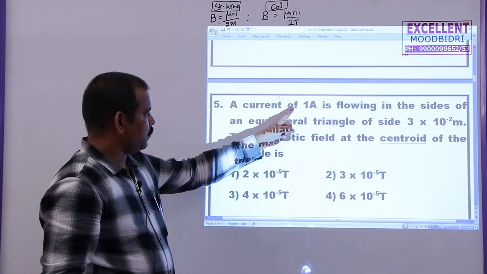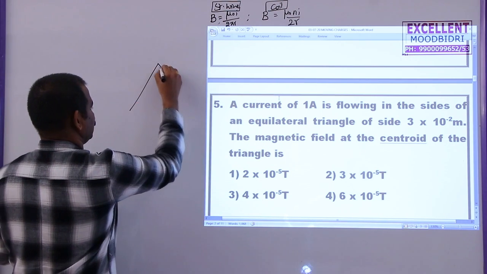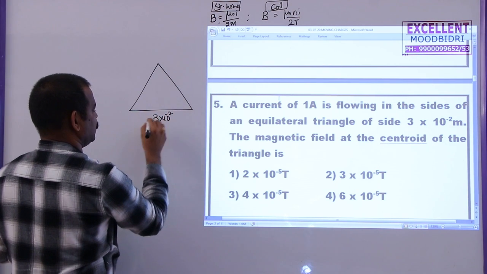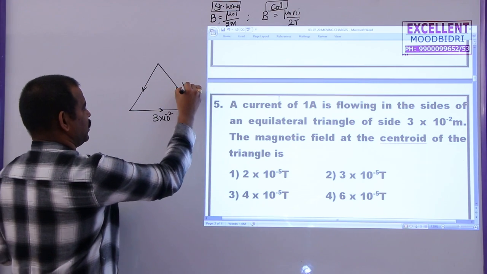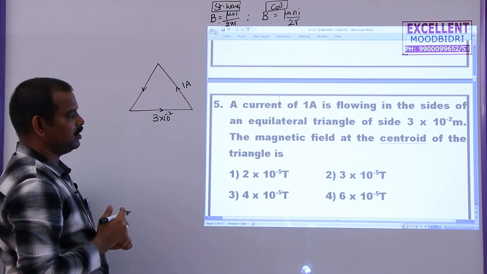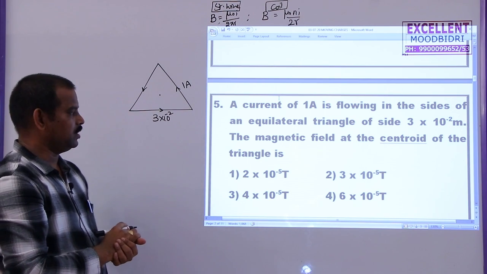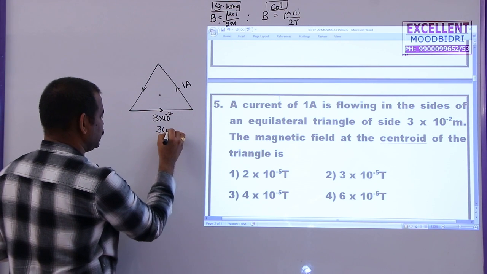A current of 1 ampere is flowing through the sides of an equilateral triangle of side 3 into 10 power minus 2. This is an equilateral triangle. Current is flowing through this, and the current is 1 ampere. We want the magnetic field at the centroid of the triangle. So here I want to find the magnetic field at the center of this triangle. The side is 3 into 10 power minus 2 meter, or we can write 3 centimeter.